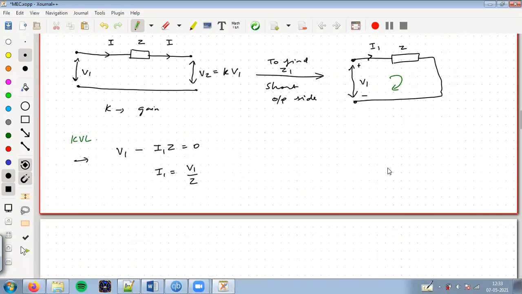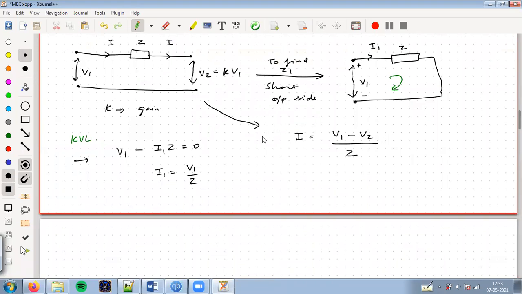So from this expression, I can write I as V1 minus V2 divided by Z. Remember, on the left side, whatever I've written is for the shorted output side. I've taken KVL, from that I've written I1 is equal to V1 by Z. On this part, I've written I is equal to V1 minus V2 by Z. This is obvious, it's simple only.